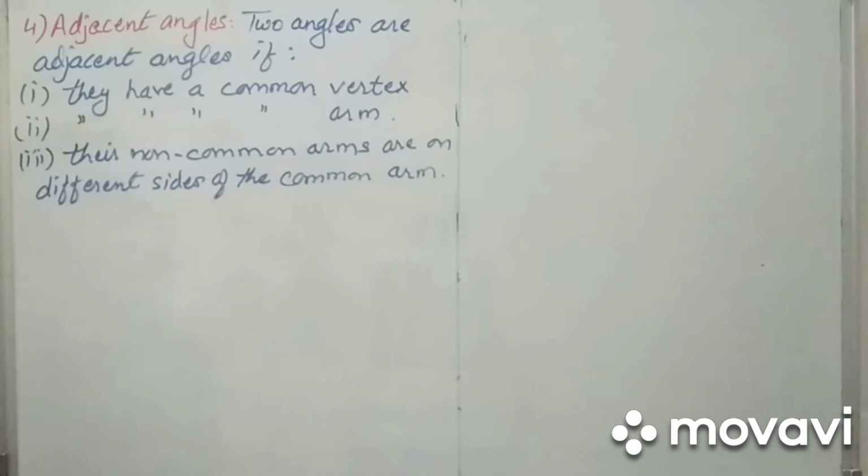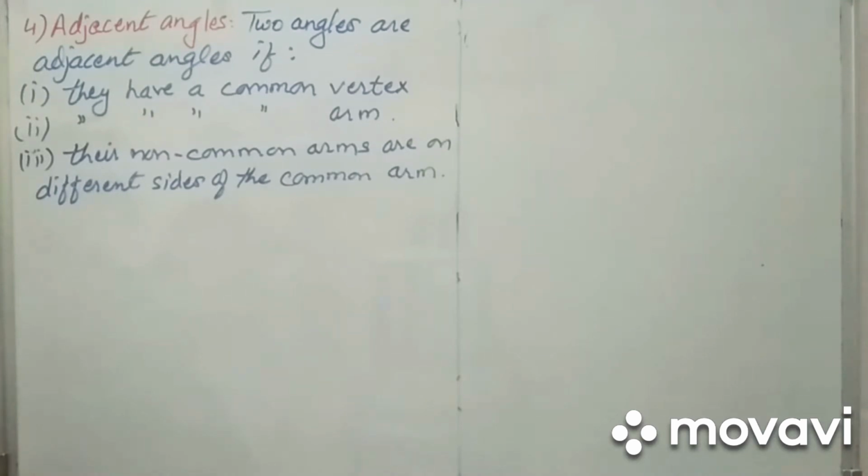Yesterday's video explained the types of angles, and continuing further with the pair of angles. In that we have studied the supplementary angle, complementary angle and bisector of angle. Continuing further with the adjacent angle, we will understand what it exactly means.